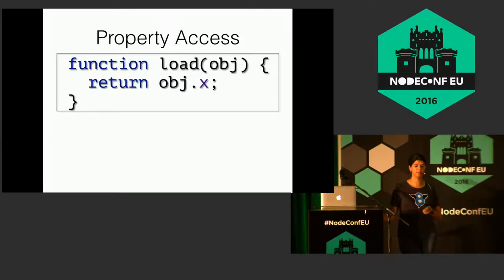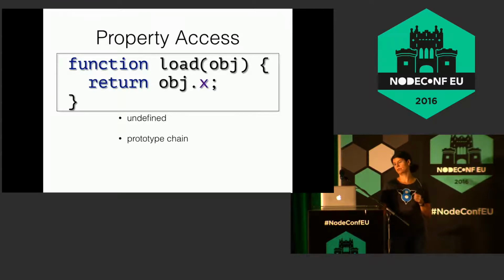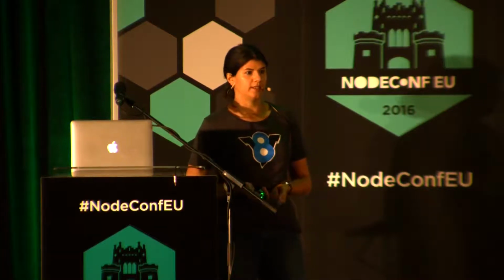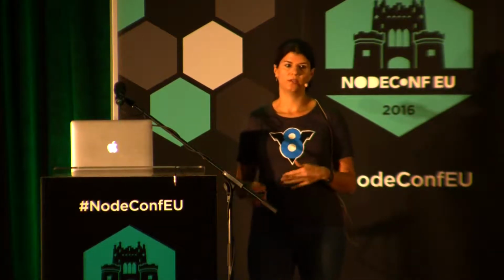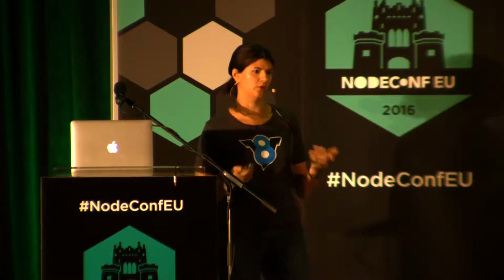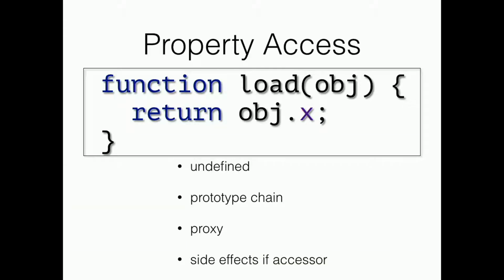OK, compiler gets this property. But also, object might not have a property x. The compiler has to figure out it's not there and then use undefined instead. Object might not have an own property x, but it might be on the prototype chain. So the compiler has to check further up in the prototype chain. Object might be a proxy. There might be traps for get, so the compiler has to invoke those. And then x might be defined as an accessor descriptor, so when you want to get the value, you have to actually call the getter function, which can have side effects both on object and all over your program. So object.x looks harmless, but for the compiler, it's a lot of things to do.